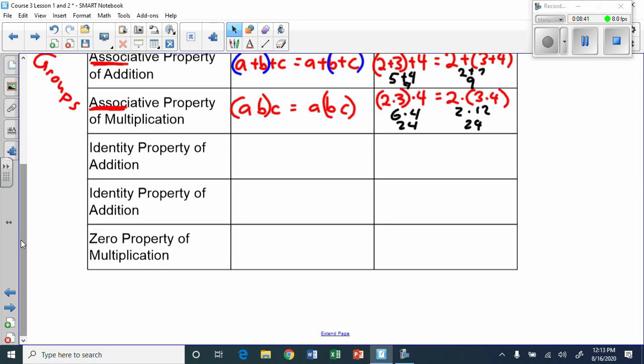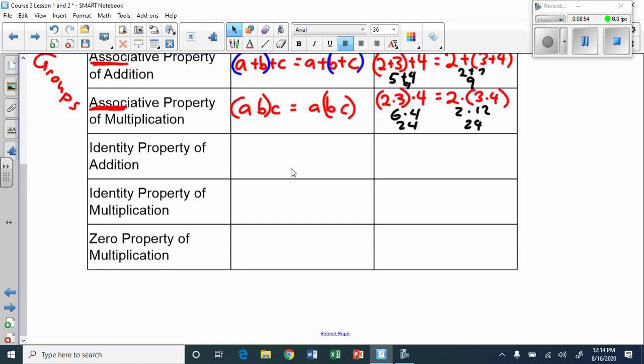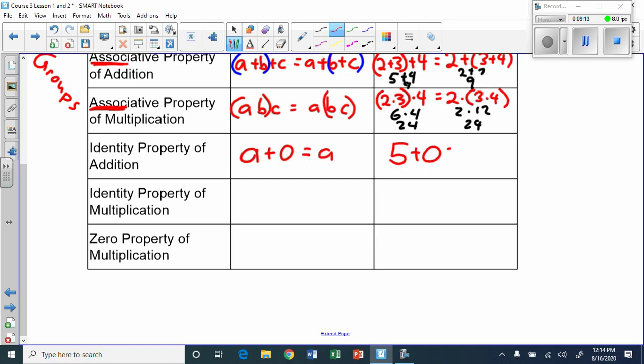Identity properties. The next thing we have is the identity property of addition, and the identity property of multiplication as well. Basically, identity is who you are. So when we're looking at the identity property of addition, we want our answer to be the same as our start. What could we add to A to get A? 5 plus 0. It's the identity. We get the same thing out of it.